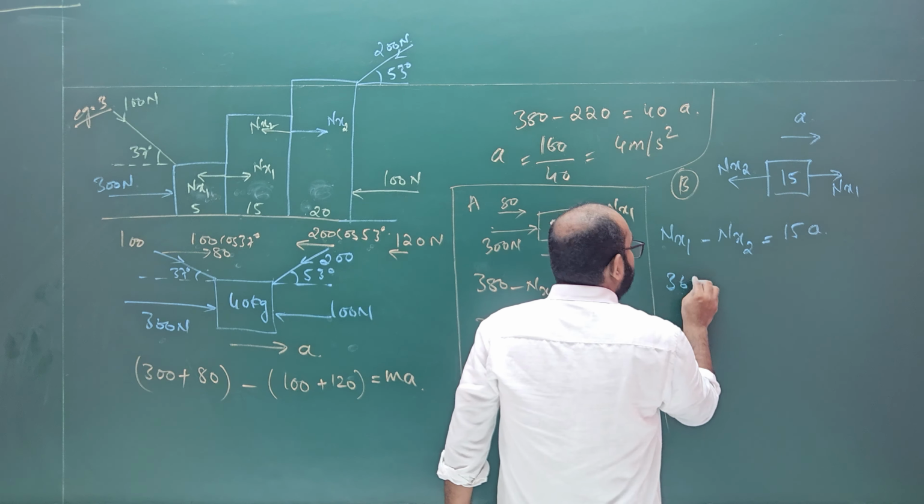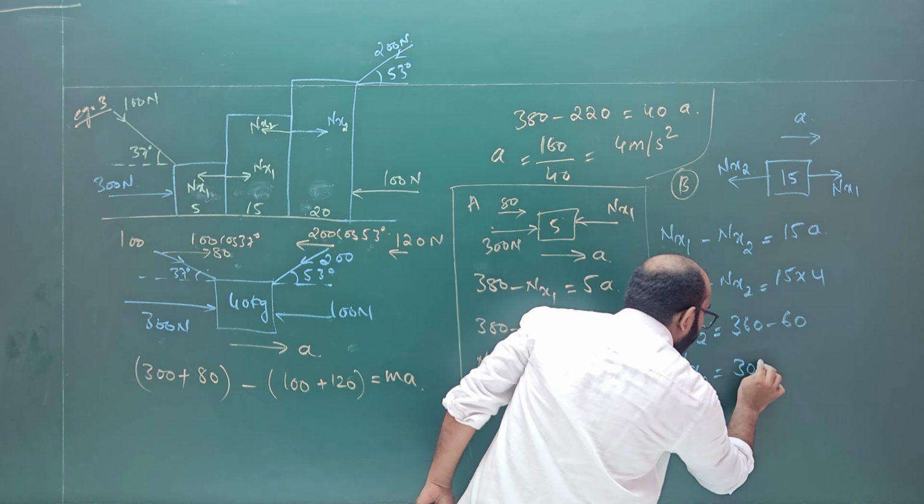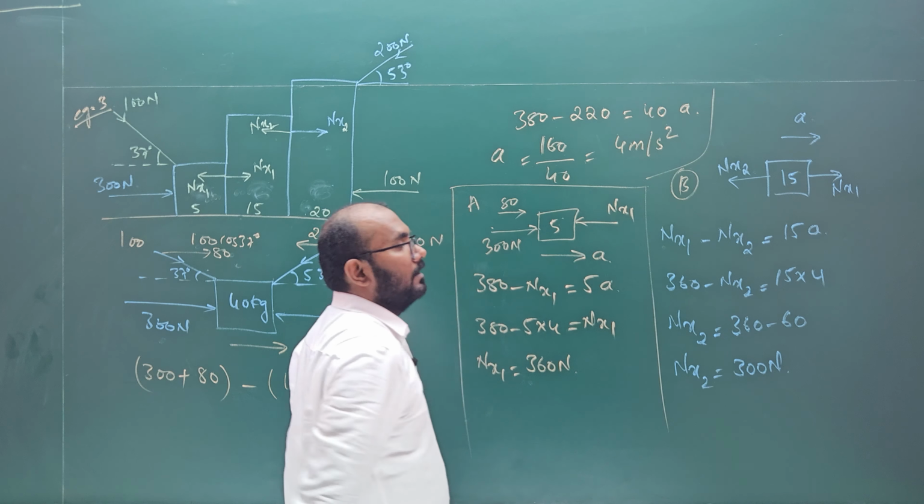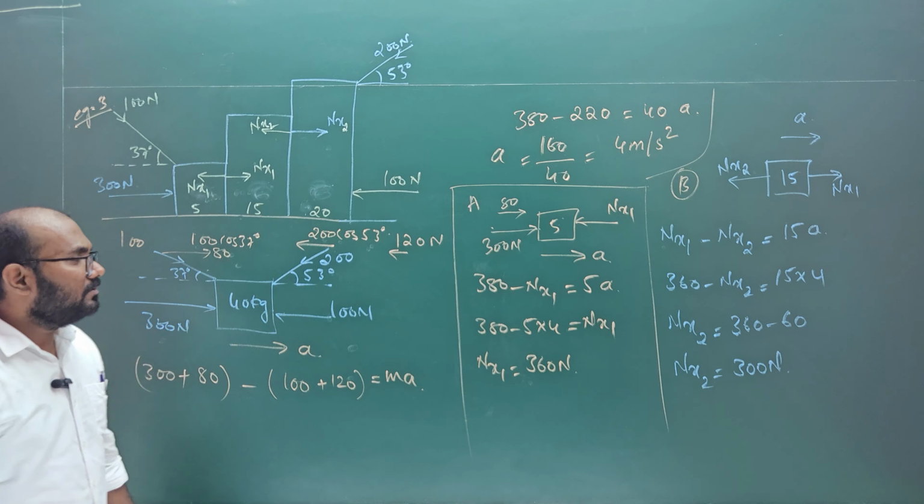60 comes over here, NX2 goes there. So NX2 is nothing but 360 minus this 60, and that is nothing but NX2 equals 300 Newton. So simple answers. Right on.